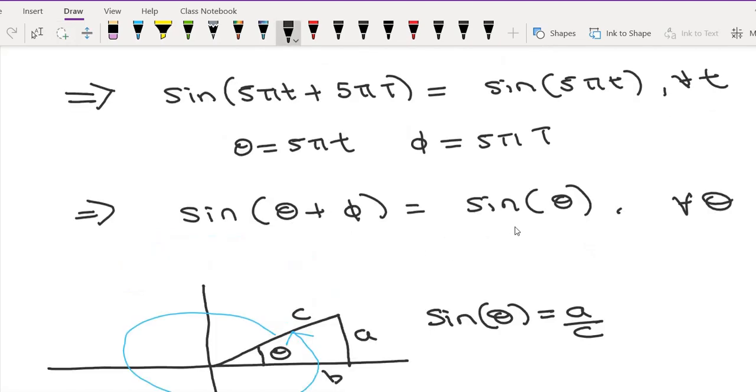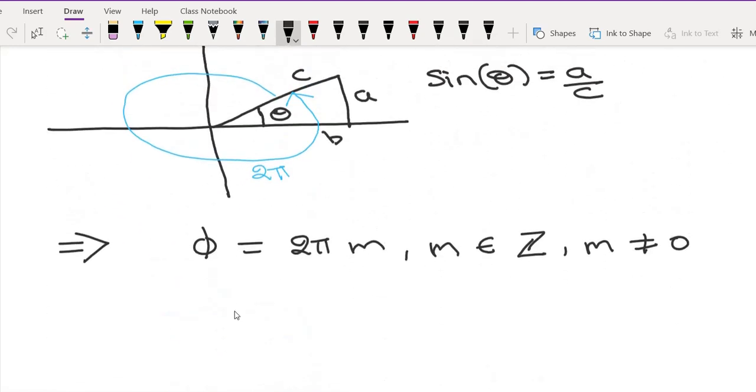Let's specify that mathematically. What I'm saying here is phi must be 2 pi times m. Note that m must be an integer, otherwise it's not really a multiple. Let's say if m is 0.5, then 2 pi times 0.5 is not a multiple of 2 pi. So we have to say m must be an integer, and we also said m is not equal to 0.